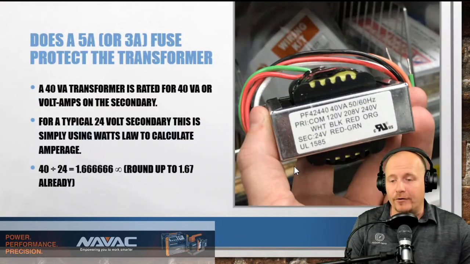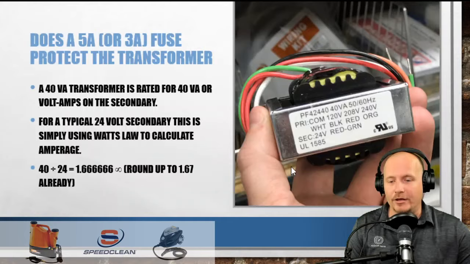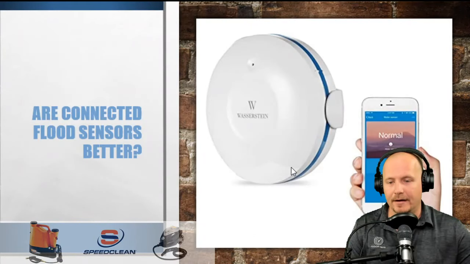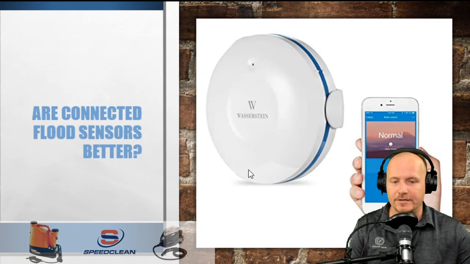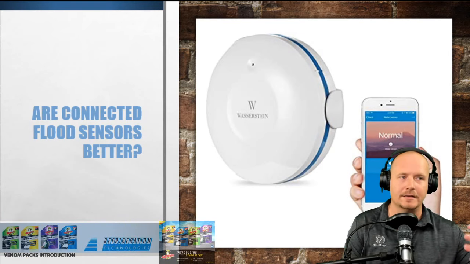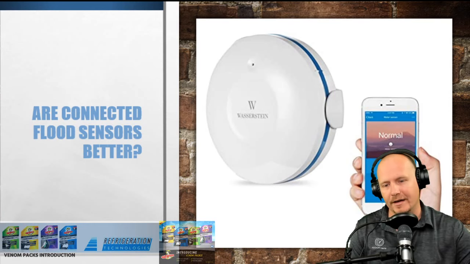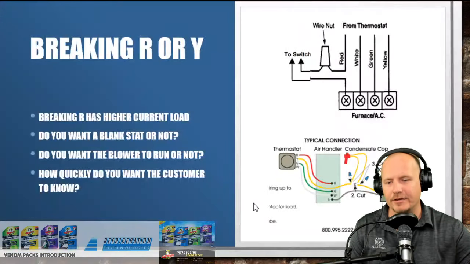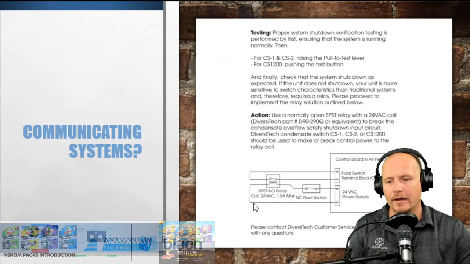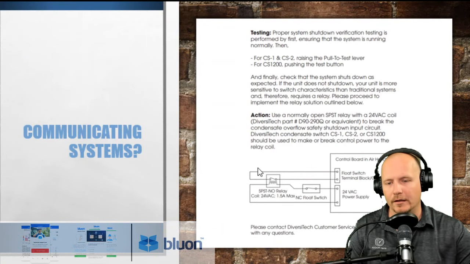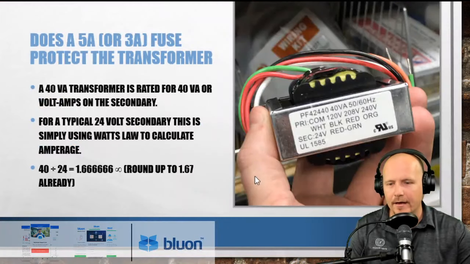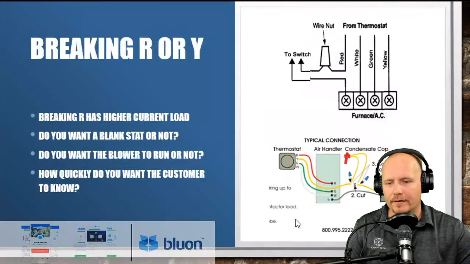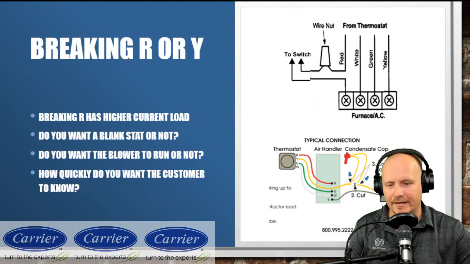All right, so I actually prefer looking at using some of these connected Wi-Fi flood sensors in the future. I think these could be the future to solve a lot of these problems, as well as notify us better, and then you can break whatever circuit you want to break. But again, to answer the initial question, I'm a fan of breaking R. Keep in mind that these things don't open and close with maybe the clearances that we're used to in a relay.